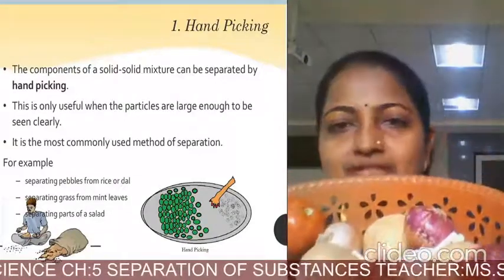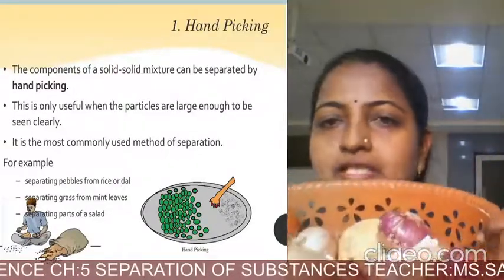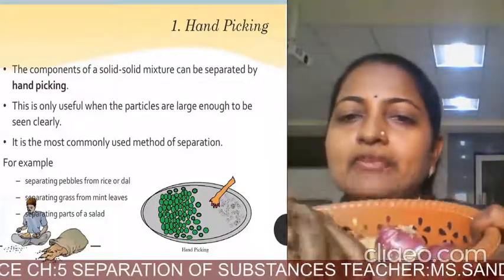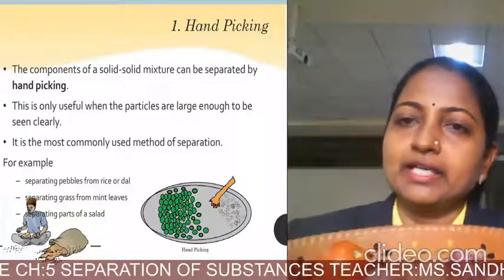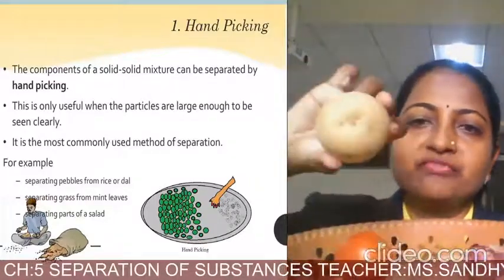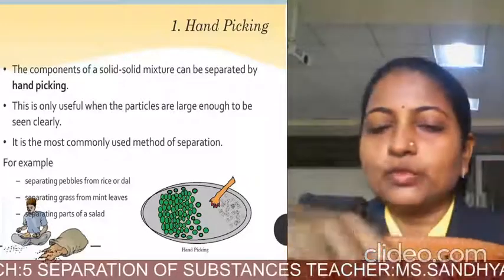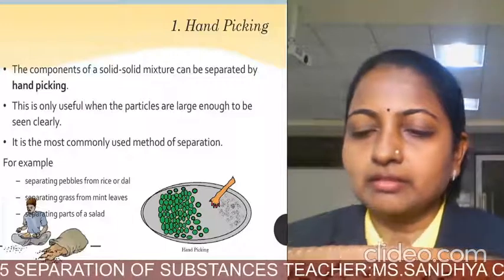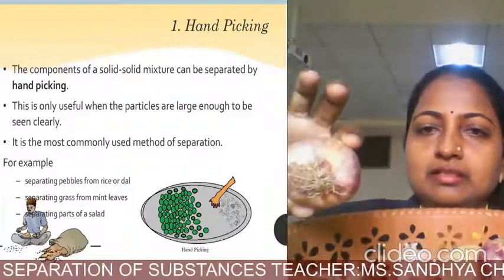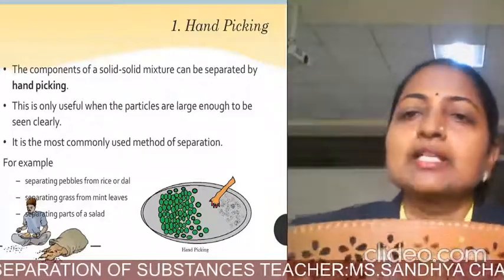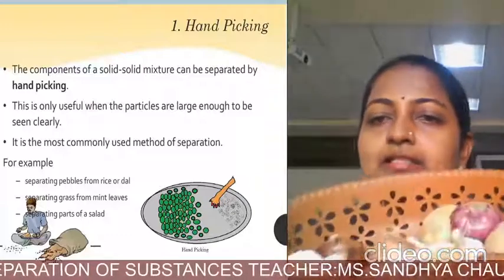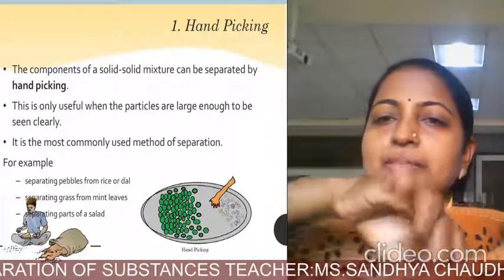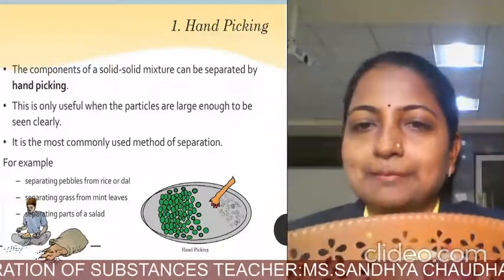When we are going to the market, children, at that time we are purchasing vegetables. So when we come home we need to separate them. With the help of hand we can separate vegetables by picking with hand. Just like potato, now I am separating tomatoes. So different components can be separated with the help of hand picking method. But the particle size should be large enough so that we can pick them up. So this is hand picking method.